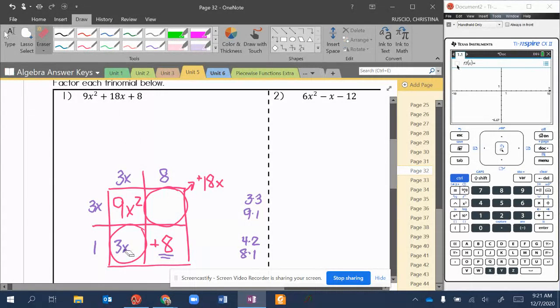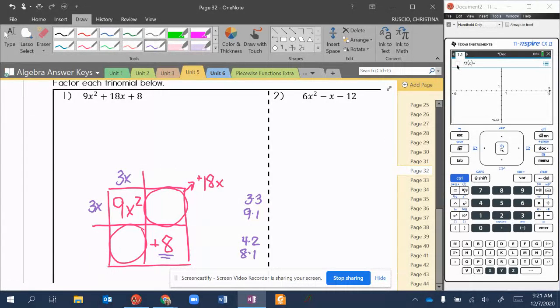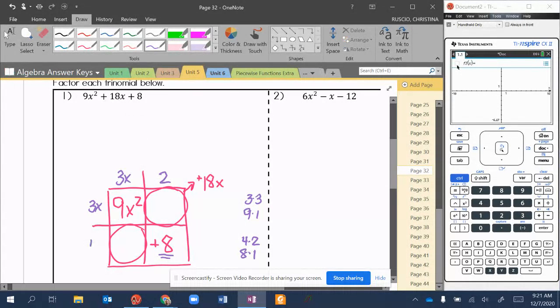Okay, so one option I have is to flip-flop my 8 and my 1, but because both of my coefficients right now are 3, that's not going to change much. So that's good. I don't even have to try that. All right, let's try 2 and 4 next. 2 times 4, again, they both have to be positive. So here I get 6x and 12x. And guys, 12x plus 6x is 18x. We have found our answer.